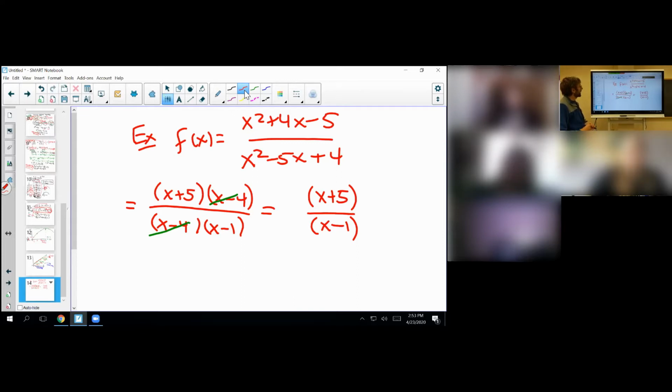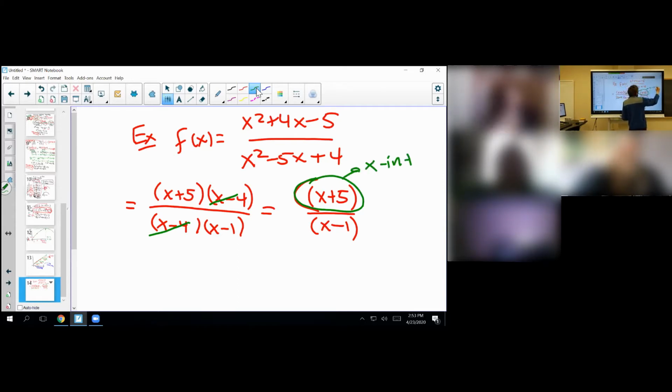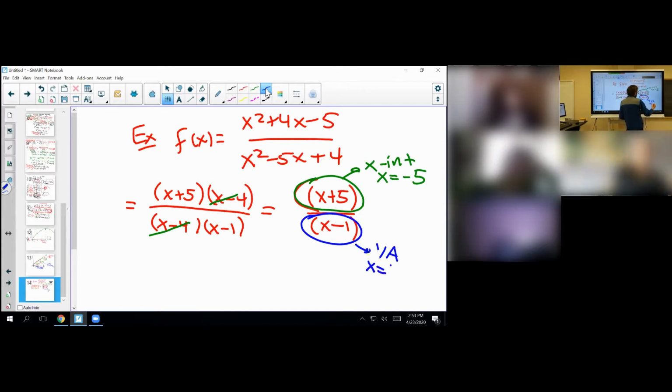Okay, so what do we get? Well, anything on top here, like this x plus 5, is going to give you an x-intercept. So the x-intercept here is x equals -5. And anything on the bottom at this point is going to give you a vertical asymptote. So here we get a vertical asymptote at x equals 1. We haven't found the horizontal asymptote yet, but already we have a lot of the key information with regards to this problem.